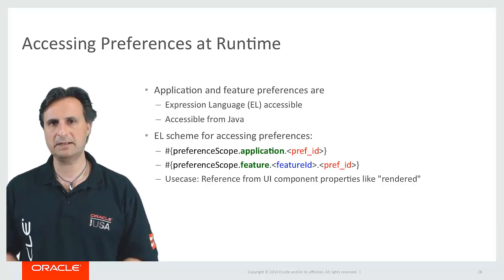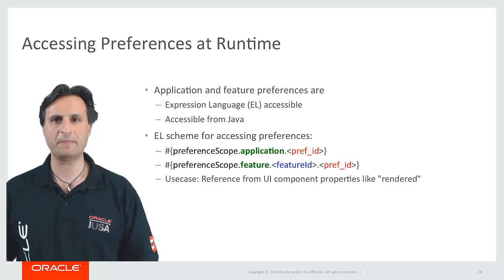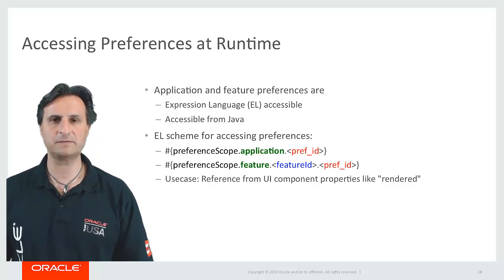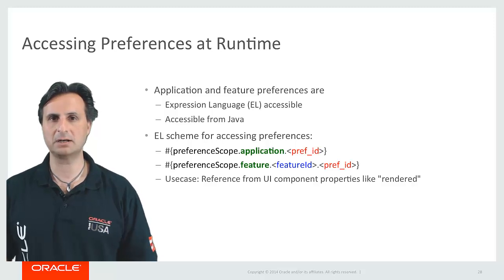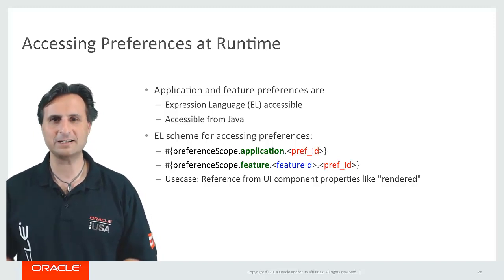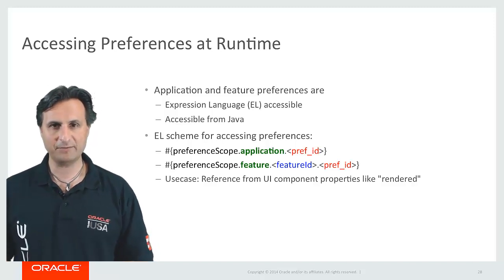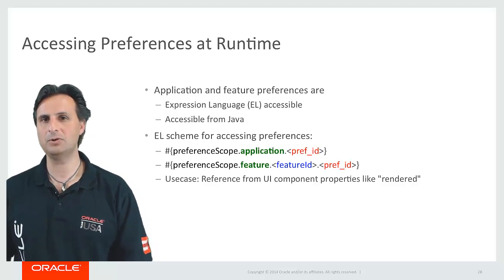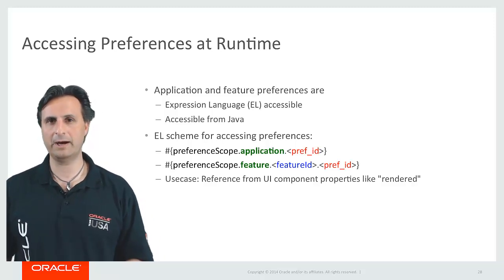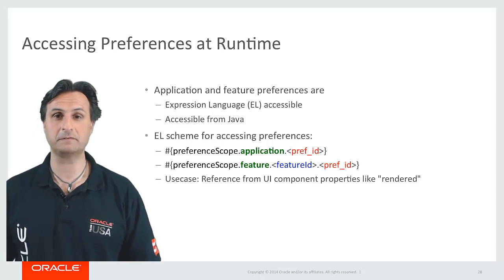The feature preference is a little bit different in the scheme that you would use to compose the expression language string. You have a hash as before, preferenceScope, but then the keyword is feature, followed by the feature ID. The feature ID also could be a dot-delimited string, and after the feature ID you have the preference ID. Here you definitely want to be sensible about how long you define it, because always keep in mind you have to define unique feature names and unique preferences within that feature. If you overdo that, you end up with very long strings, which could be very cumbersome to work with, especially if later on you have to access all of this information from Java.